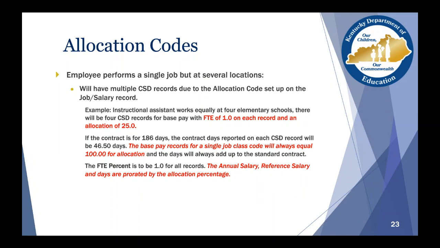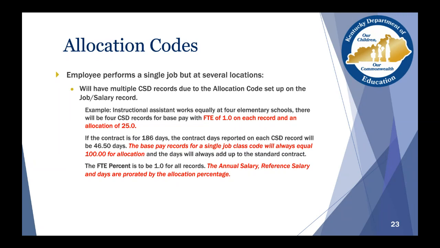So they will have multiple CSD records due to the allocation code setup on job salary. Obviously, if they're at 4 different locations, there's going to be 4 different org codes, 4 different GL strings. So they're going to have 4 different CSD records. The example we're going to look at is an instructional assistant who works equally at 4 elementary schools. There will be 4 CSD records for base pay.